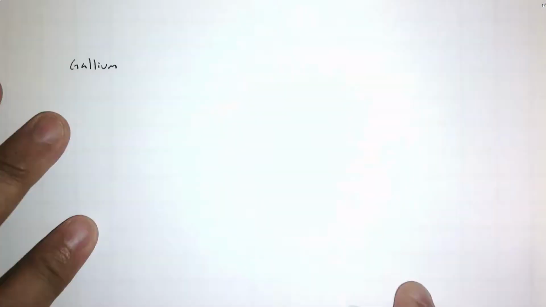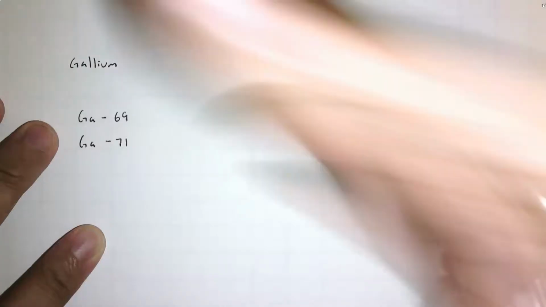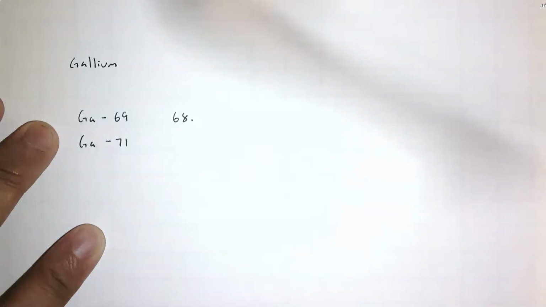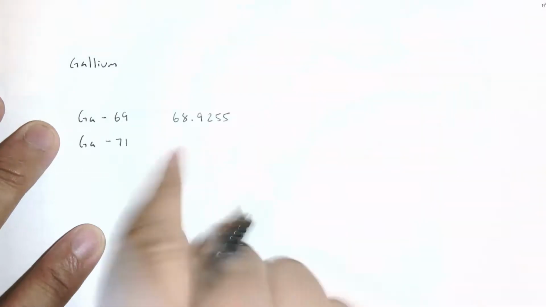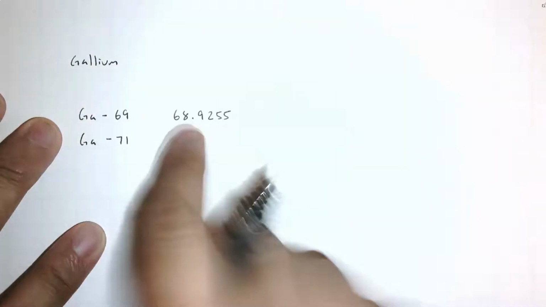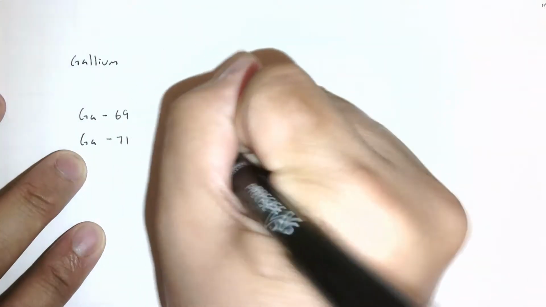Okay. How can I mix things up? Gallium has two main isotopes, gallium-69 and gallium-71. The gallium-69 has an AMU mass of 68.9255. Okay, 4 digits past the decimal, so it is pretty accurate, or has a lot of sig figs. For the one that's 71, it's 70.9247.